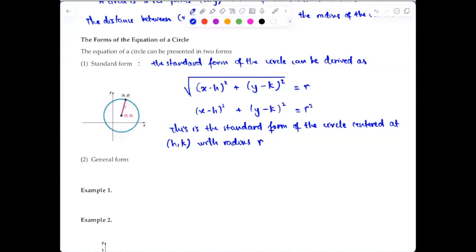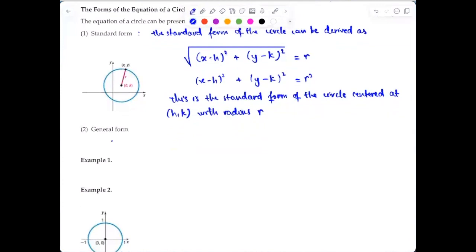Now, to get to the general form, you can actually expand x minus h squared and y minus k squared, and then just combine like terms, and you get the general form of the circle. The general form of the circle is written as x squared plus y squared plus ax plus by plus c equal to 0, where a, b, and c are constants.